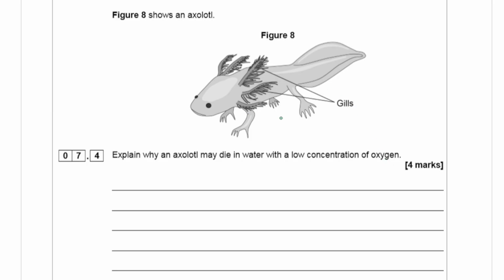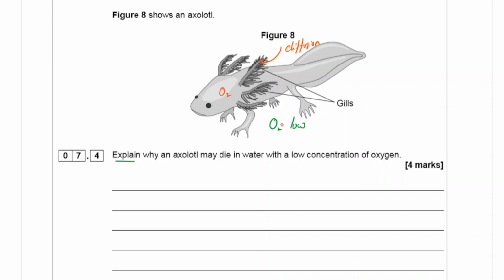Now, if the oxygen outside is low concentration, why would it die? Well, the axolotl is trying to absorb the oxygen from the outside through the gills and into the body. And the process by which it does this is simple diffusion. It's not going to spend energy trying to absorb gases. So it's relying on diffusion for the oxygen to move into the body through the gills.